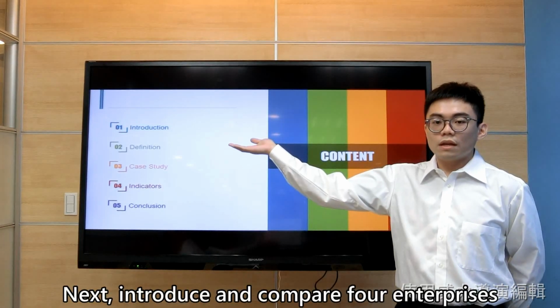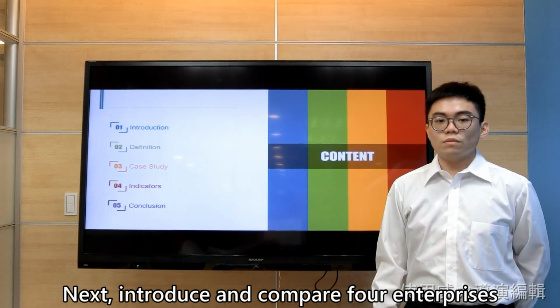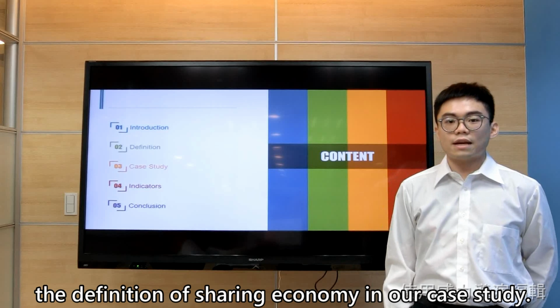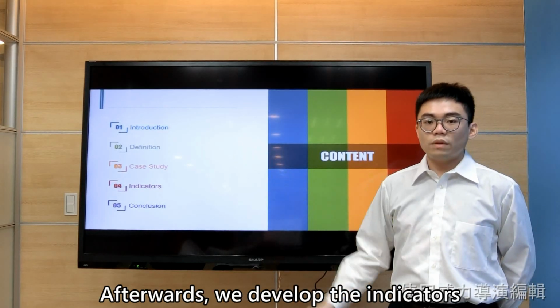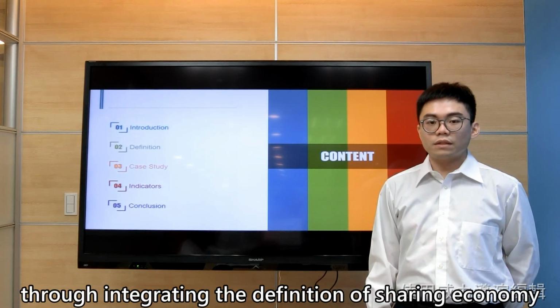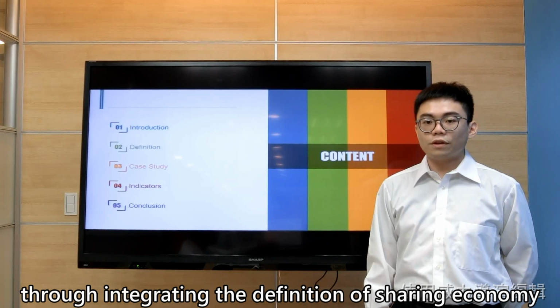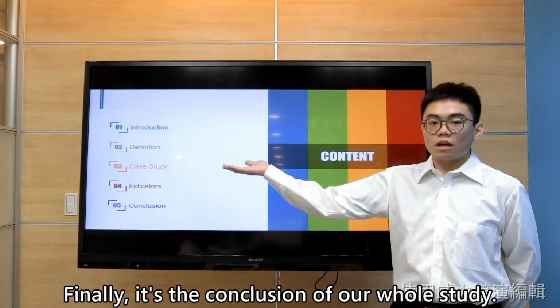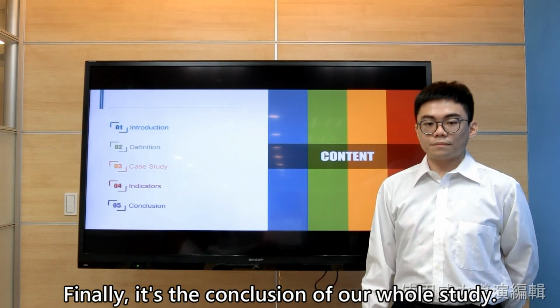Then introduce and compare four enterprises which are according with the definition of sharing economy in our case study. Afterwards, we develop the indicators through integrating the definition of sharing economy and case study. Finally, is the conclusion of our whole study.